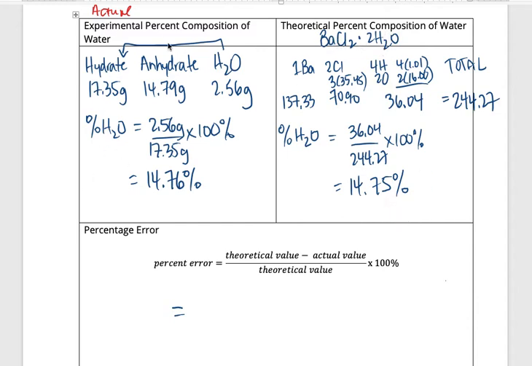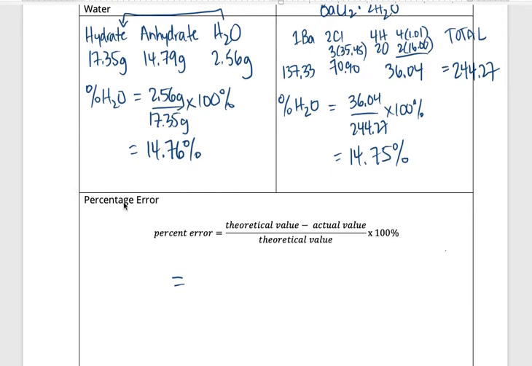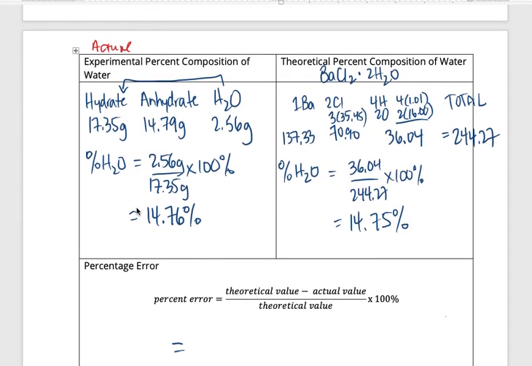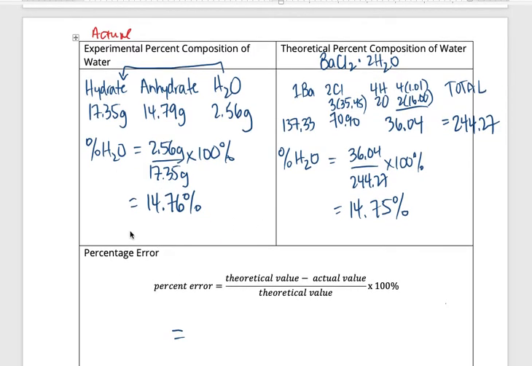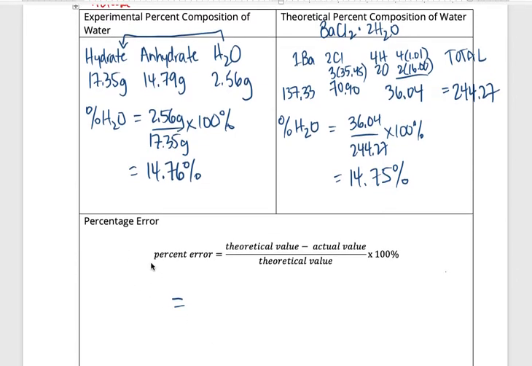Here's our experimental data. We found that 2.56 grams was evaporated off from a 17.35 gram sample. So we figured out water was 14.76% of the actual compound. So very close, okay? So don't be hard on yourself when you do your lab if it's not this close, okay? If it's really far off, something really went wrong. But to get something this close takes really careful experimenting, okay?